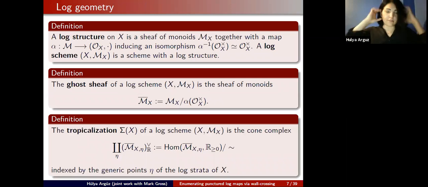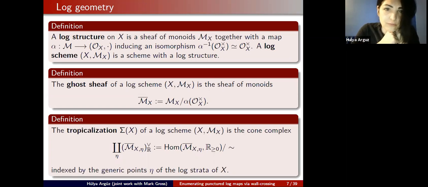Okay, what are these log structures? A log structure on a scheme X is a sheaf of monoids together with a map to the structure sheaf, inducing an isomorphism on the invertible elements of the structure sheaf. And a log scheme is a scheme with a log structure. The Gauss sheaf of a log scheme is the sheaf of monoids where you forget about the invertible elements. You quotient out by the isomorphic copy of the invertible elements.